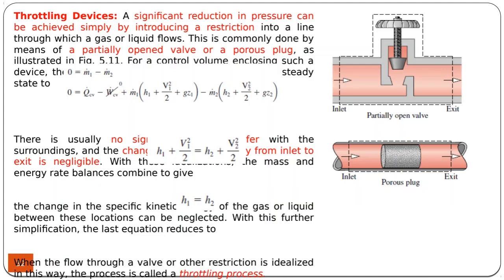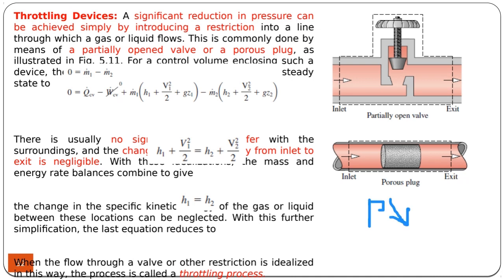Another type of single stream device is a throttling device. Sometimes they can be called expansion valves, because in a throttling device, the pressure is reduced substantially due to the narrow passages like this, or due to the porous plugs. When flow takes place inside a throttling device, we know that pressure goes down substantially.